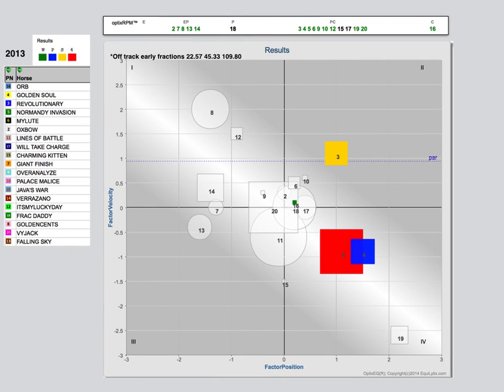2013, this was the crazy race. It was on an off track, and you can see I've got the fractions up there that were just blistering. That's when Palace Malice tried to run the field off their feet. But if you think the Derby is going to melt down, you want to be looking at Quadrants 2 and 4. You can see all top 4 finishes came from there, and those are horses coming from off the pace. And you can see they're all squares too, by the way.